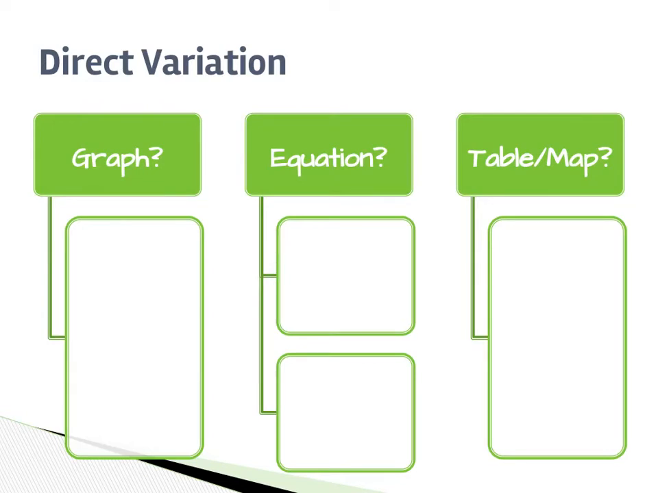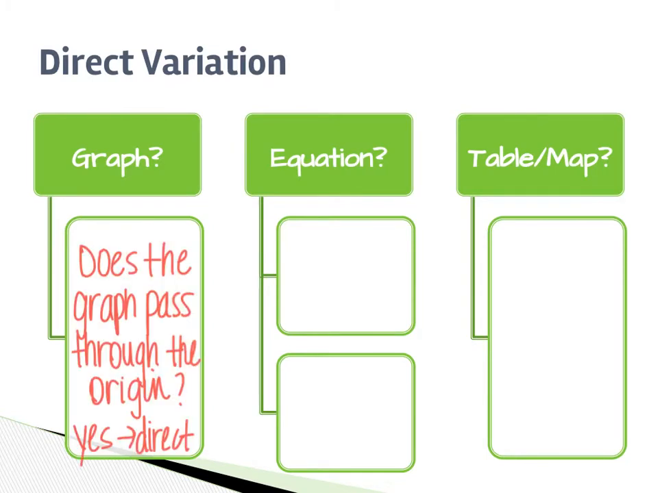a direct variation. If you're given a graph and you're asked if it's a direct variation, you ask yourself, does the graph pass through the origin? If your graph does pass through the origin, then you do have a direct variation.